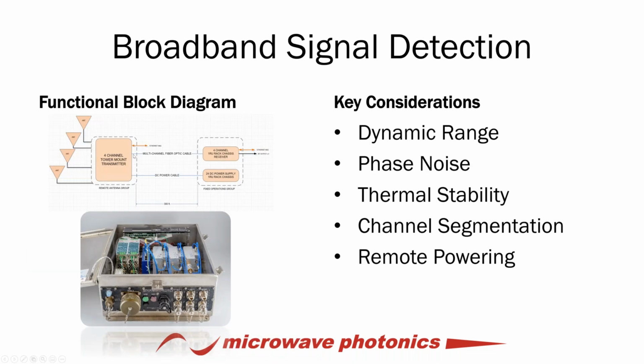Broadband signal detection is another common application. Here, key considerations in specifying a fiber transport solution for that would be dynamic range, the phase noise, thermal stability over time. How do you do the channel segmentation if you're doing multiple lobes or looking at different beams? And if it's extremely remotely located, how would you provide remote powering to equipment that may be tower mounted or operating in some sort of remote location?